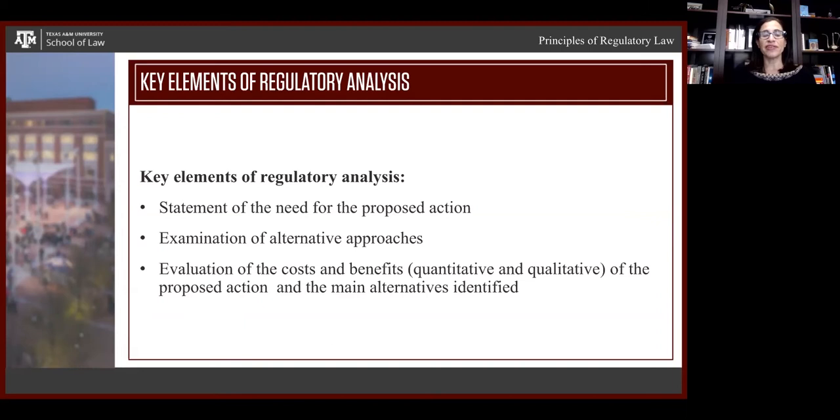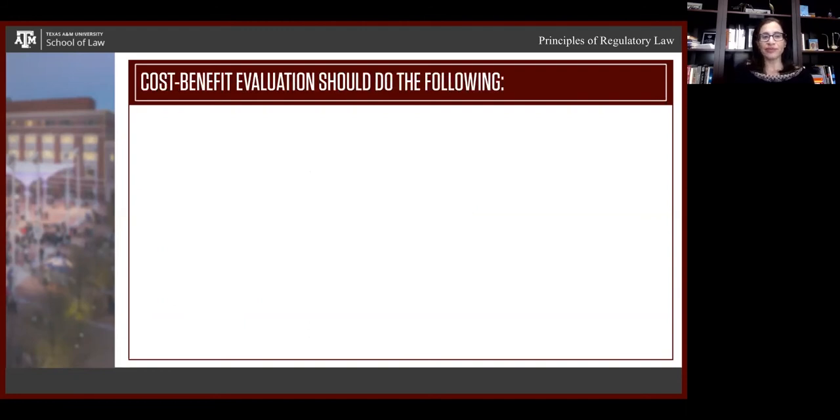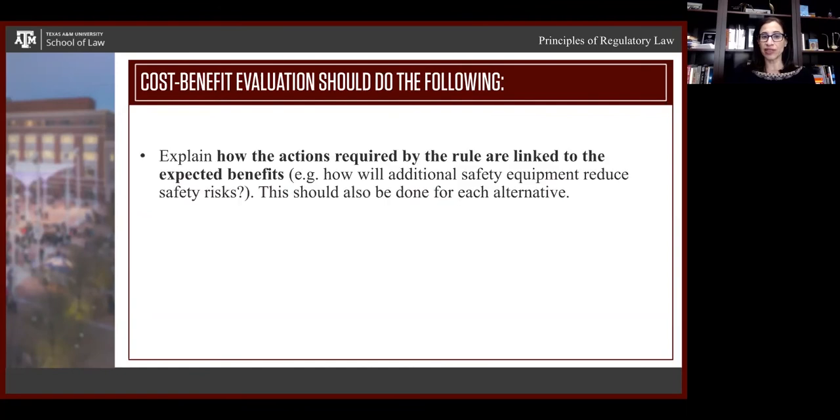And third, there needs to be an evaluation of the costs and benefits, both quantifiable, meaning you can express in numbers or money, and qualitative, which are not, so aspects of costs and benefits that you can't express in numbers, of the proposed action, and the main alternatives. So you have to evaluate the costs and benefits for both the proposed action and the main alternatives you're considering to that action. A cost-benefit analysis should do several things.